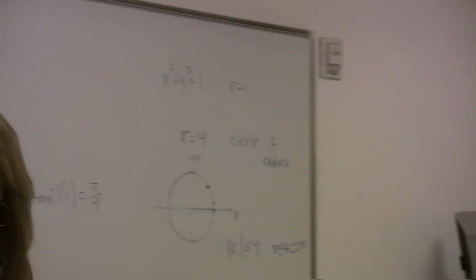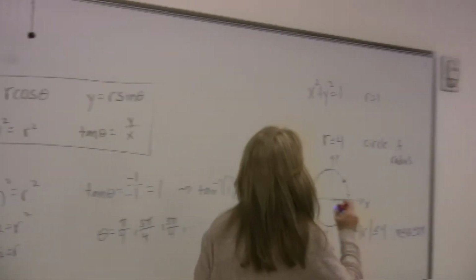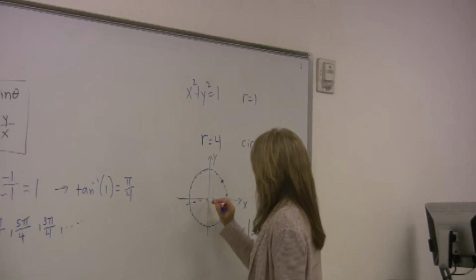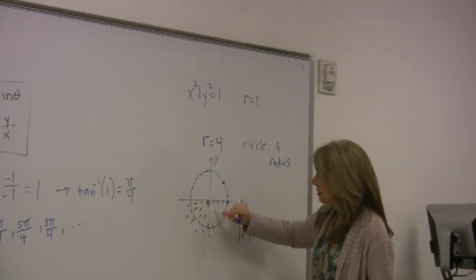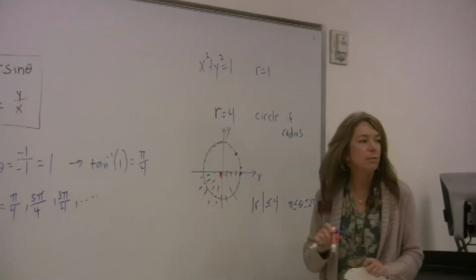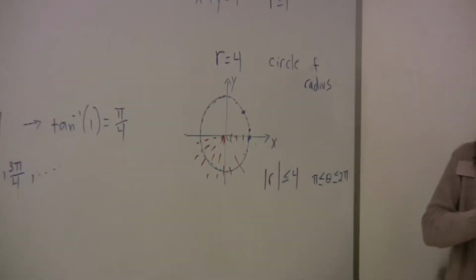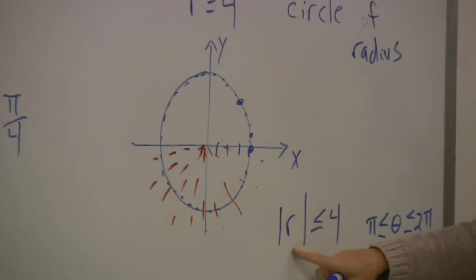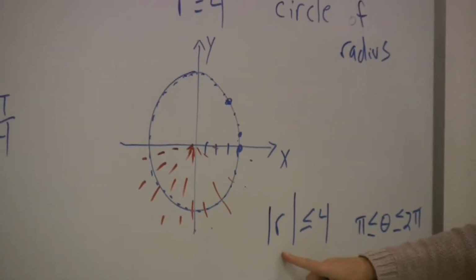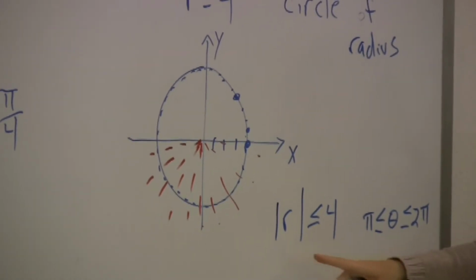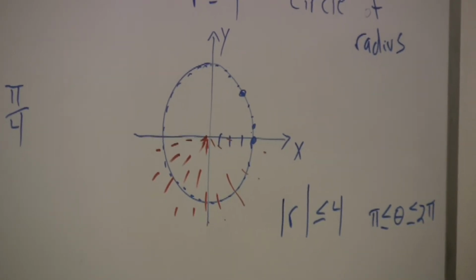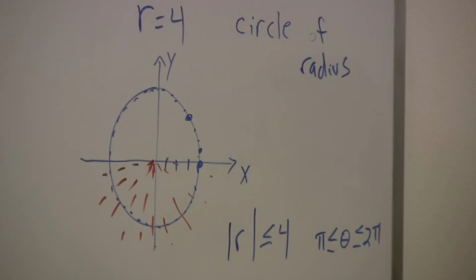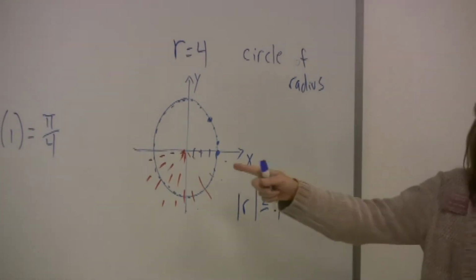So that means I'm only looking at angles, I'm going to have them draw them in here, all these angles in here, looking out this way. I'm looking in any of those directions. And then the absolute value of r has to be less than or equal to 4. What does that mean? As large as that half circle or smaller. Yes, as large as that circle or smaller.